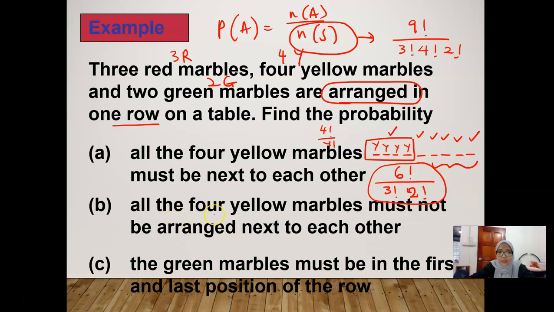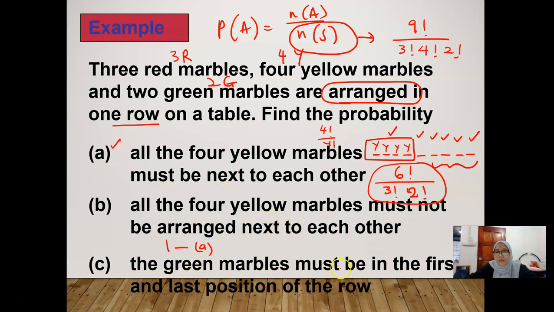And then part B, yellow must not be next to each other. You already found they are all next to each other in the first part. So B is the complement. So 1 minus, what is the answer from the first part A? Must not be next to each other.